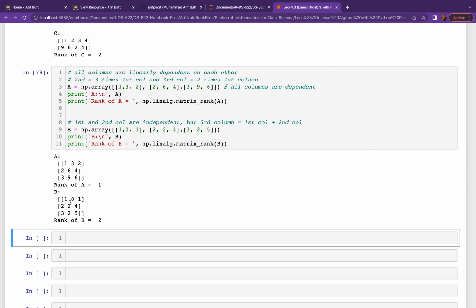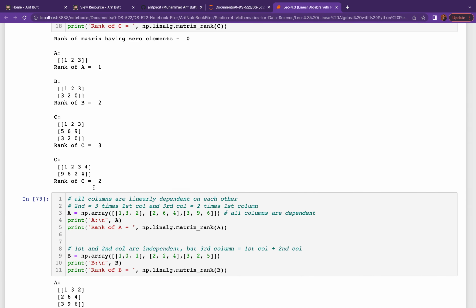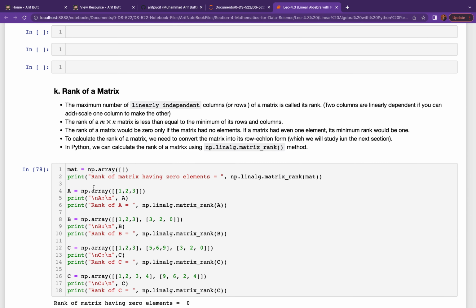independent, but the third column can be achieved by adding the first two columns. If I add 1 and 0, I get 1. I add 2 and 2, we get 4. 3 and 2, we get 5. So over here we have the rank is 2 because we have two independent columns. And over here, since we have a single independent column, we have a rank of 1. So this is what the application of rank is, rank of a matrix.